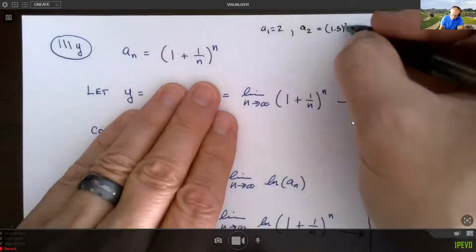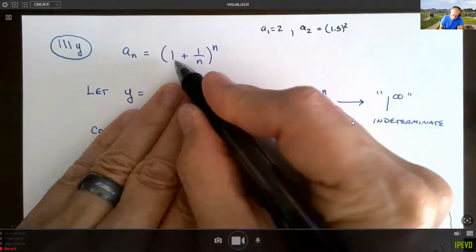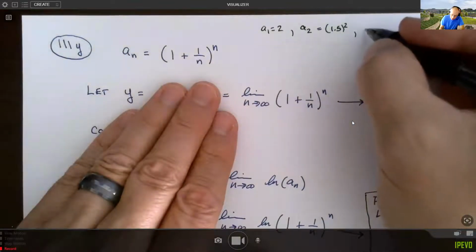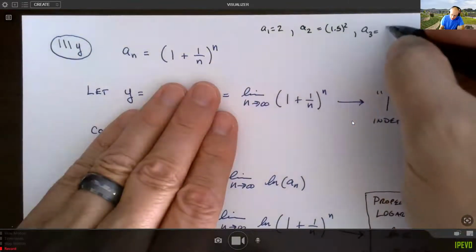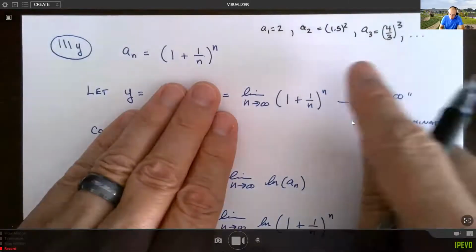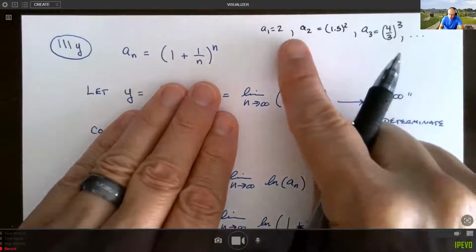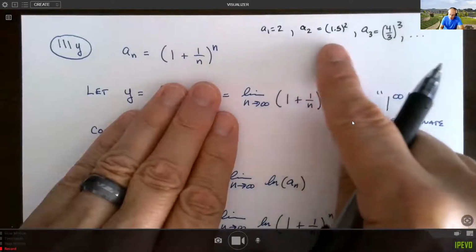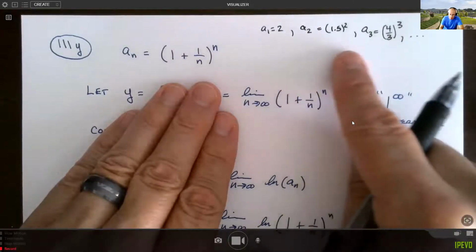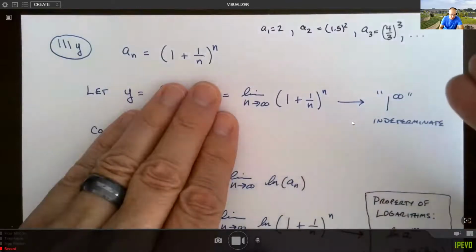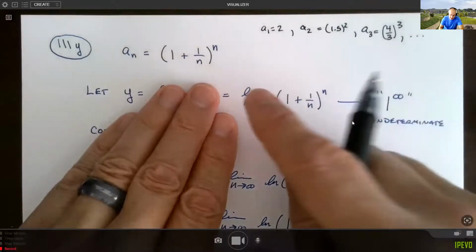And you can compute that. And then if I do 3, I'll get 1 plus 1/3, which is 4/3 cubed. And so on. The question is, though, as n gets bigger and bigger, are these values approaching a fixed value? Are the terms of this sequence getting closer and closer to some fixed value? In other words, does the limit as n goes to infinity exist for this expression?